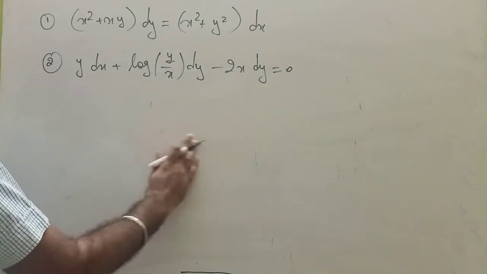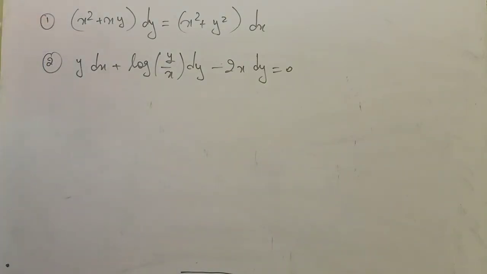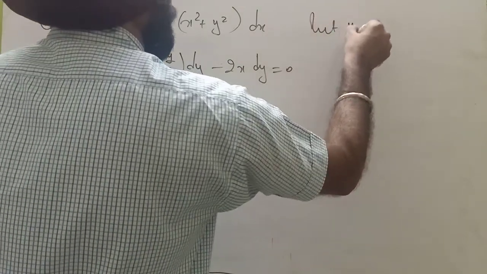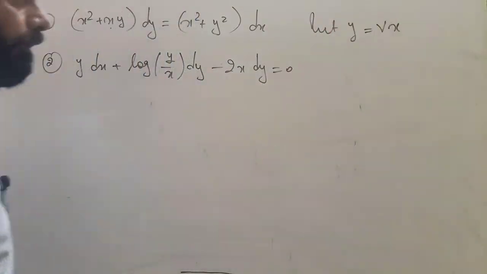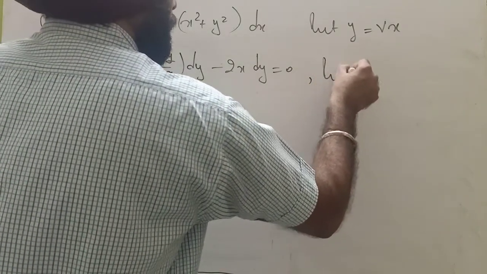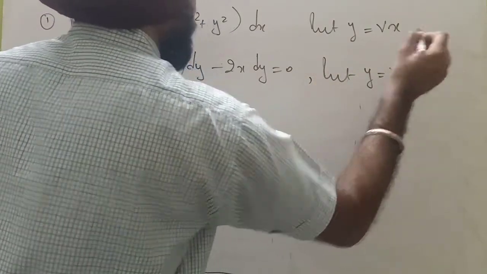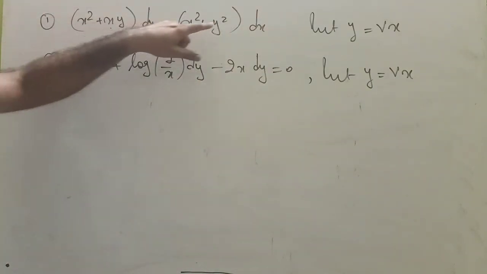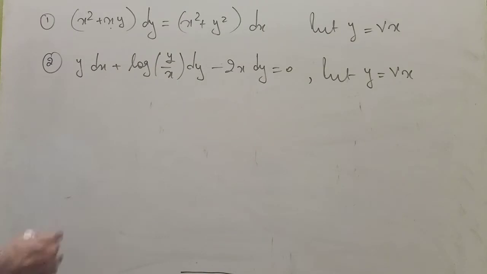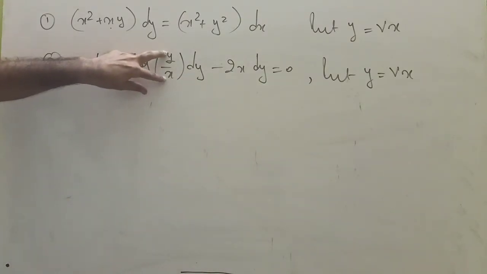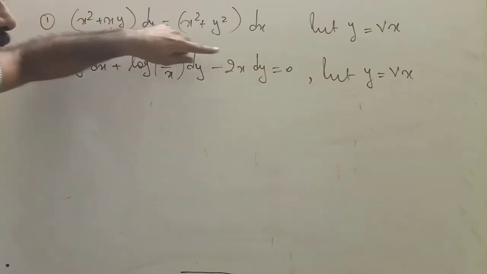Now for solving these equations, how to solve homogeneous equation? In the first, we can put y is equal to vx, where v is a variable. And in the second, again we can put y is equal to vx. In these types of questions where the degree is same, you can easily put y is equal to vx. In this question, where is the term y over x something here? You have to put in the numerator y is equal to vx.